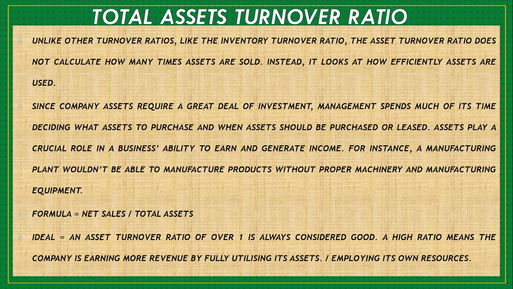Assets play a crucial role in a business's ability to earn and generate income. For instance, a manufacturing plant wouldn't be able to manufacture products without proper machinery and manufacturing equipment. Formula: net sales divided by total assets. Ideal: an asset turnover ratio of over 1 is always considered good. A high ratio means the company is earning more revenue by fully utilizing its assets or employing its own resources.